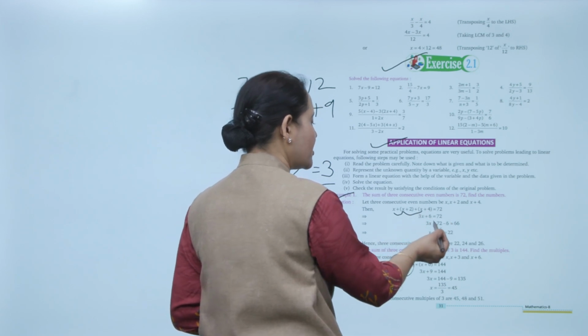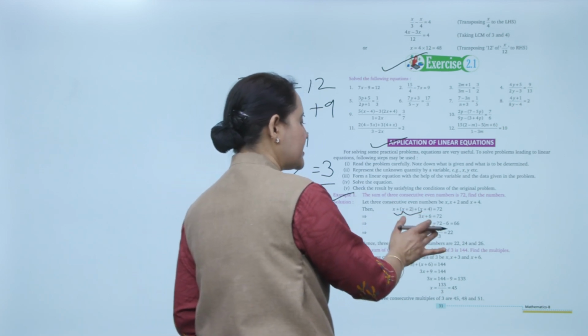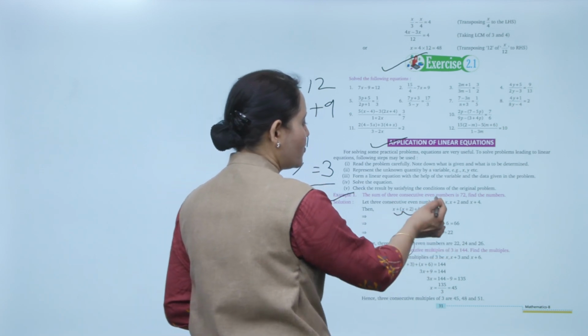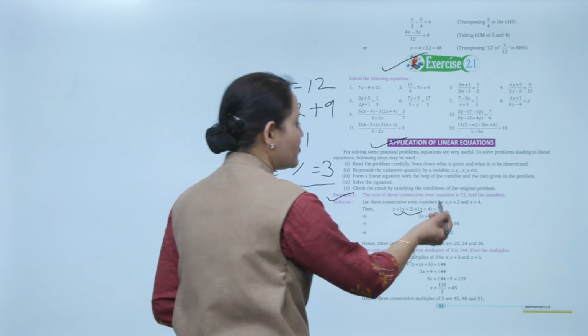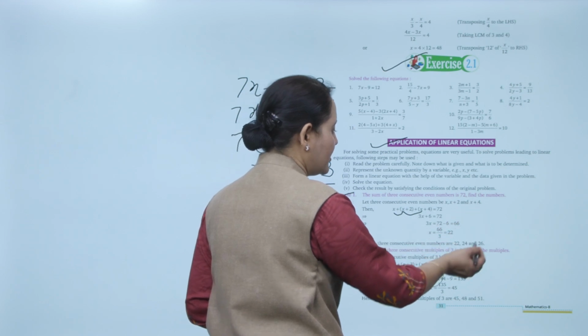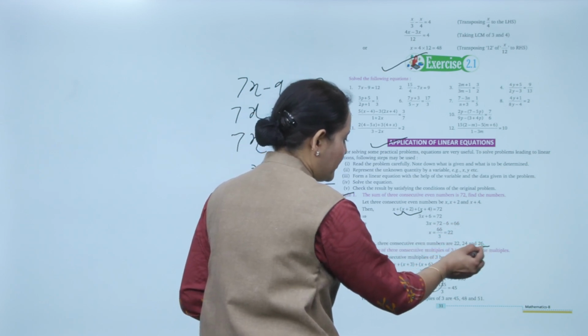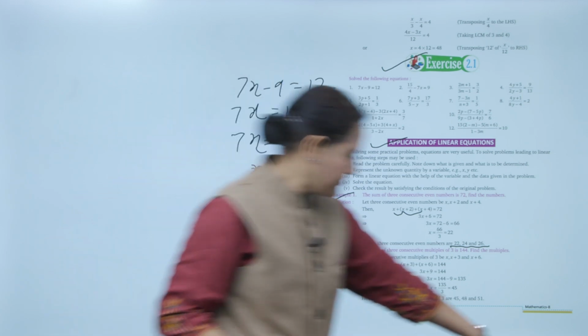So 3x equals 72 minus 6, that is 66. So x equals 66/3, that is 22. So the first even number is 22. Next is 22 plus 2, that is 24. Third is 22 plus 4, that is 26. So the numbers are 22, 24 and 26.